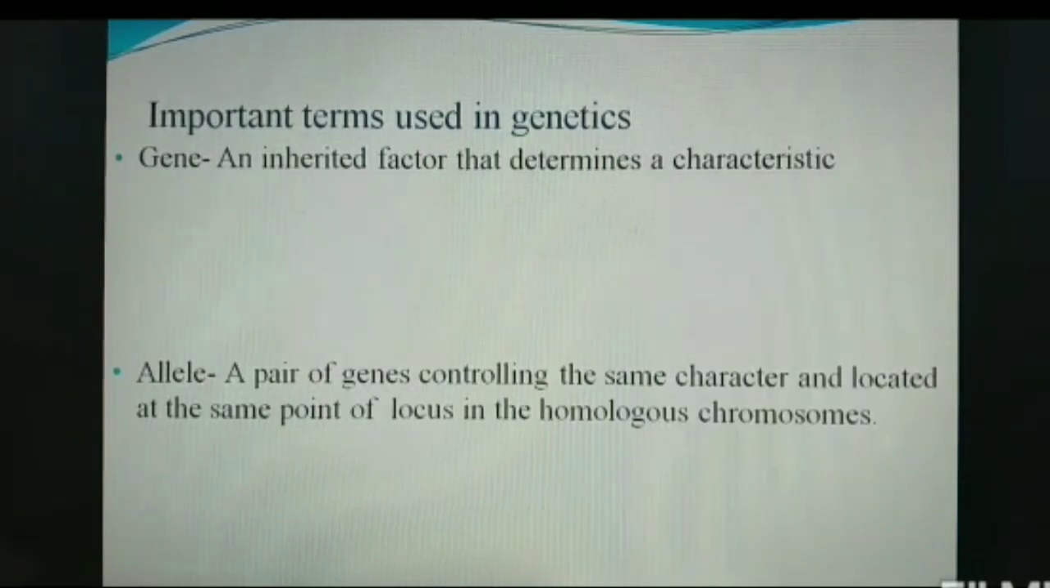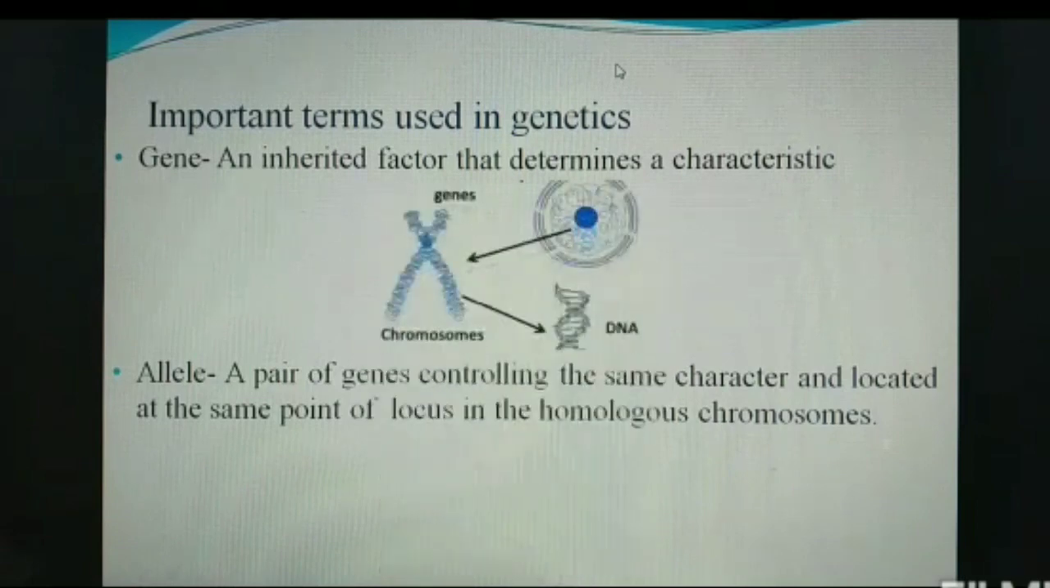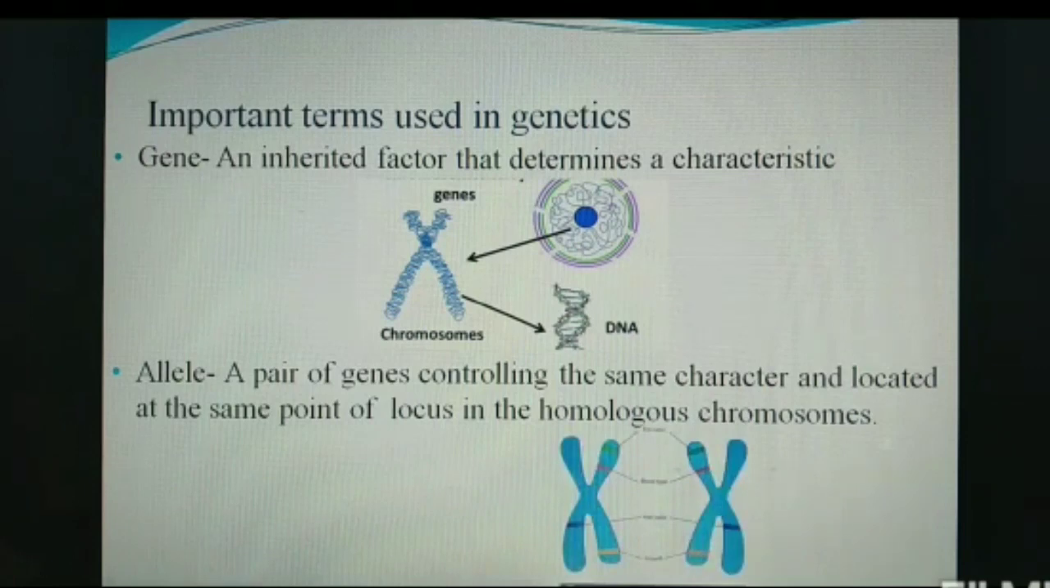Before we study Mendel's monohybrid cross experiment, we should know about certain important terms used in genetics. The first term is gene. Gene is an inherited factor that determines a characteristic. So, each character is determined by a particular gene. In our body, multiple genes are present to control multiple characteristics. The next is allele. This allele as well as gene are complementary to each other. Allele is nothing but the different forms of the same gene.